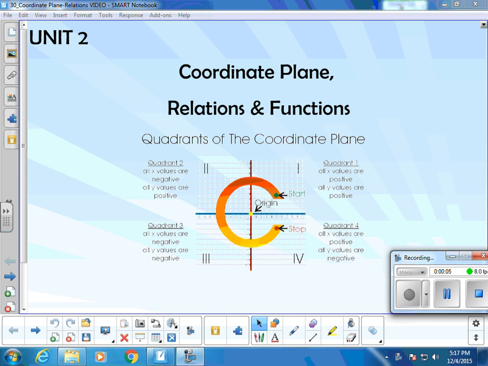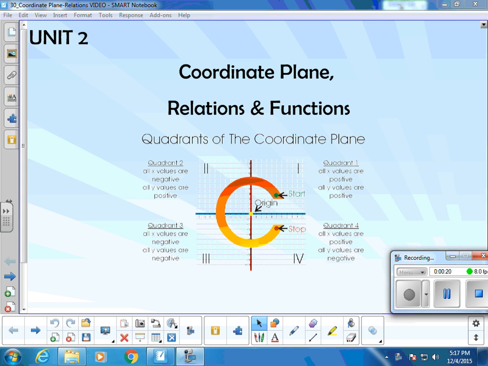Today we're going to be studying the coordinate plane, relations, and functions. This is primarily a vocabulary lesson, and it's mostly review. The relations and functions are new, but the coordinate plane should be review from last year.